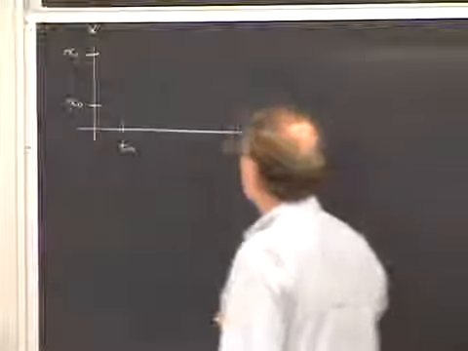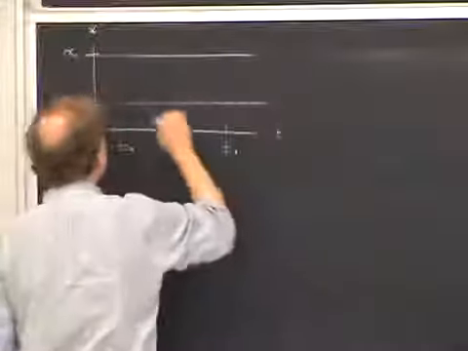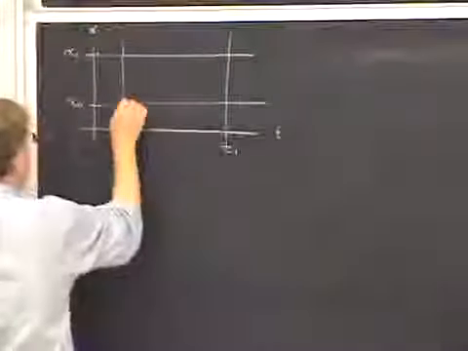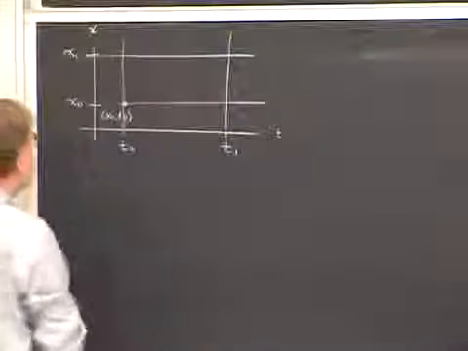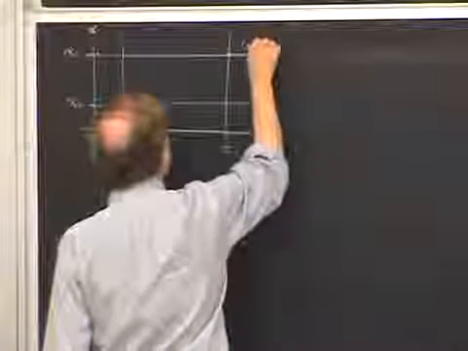We're working in 1D. By drawing lines here for the initial and final positions and the initial and final times, we get a rectangle in the space-time plane. The lower left corner is x0, t0, which we think of as the initial position and initial time. And the upper right corner is x1, t1, which is the final position and time.